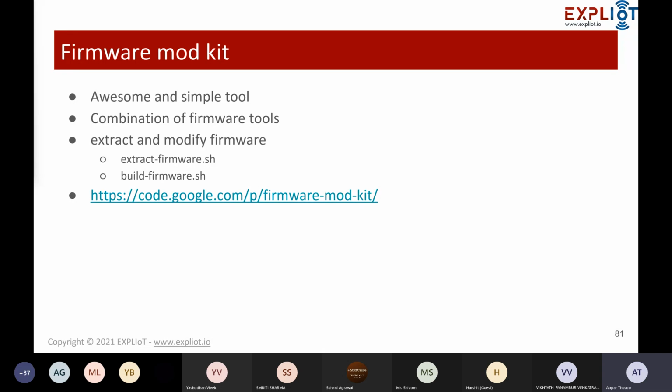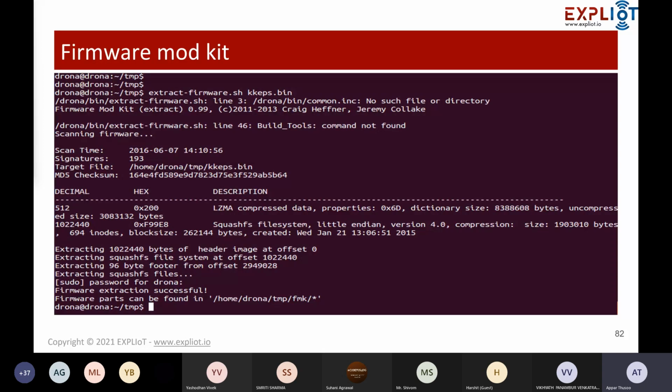So you can take the original firmware from the device, modify it, and then try to reflash it onto the device, and we check if there is root of trust on the device or not. Here, as you can see, the firmware mod kit was run on the ktips binary with extract-firmware.sh, and in turn it extracts the firmware and stores it in that particular directory itself.